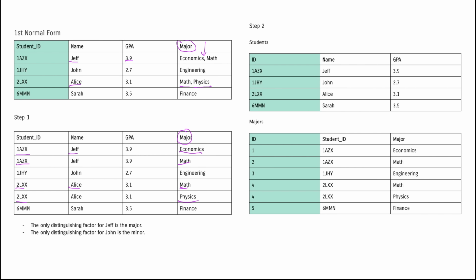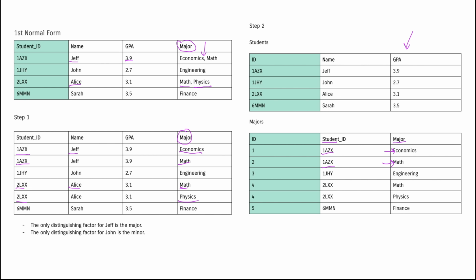So what we're going to do is split this up into two tables. We're going to have one table just with the student data, and that's this table. We're going to have another table that combines our student IDs with majors. So we're going to have each student ID next to its respective major, and wherever we have multiple majors, we'll have a student ID that corresponds to each one of those majors.